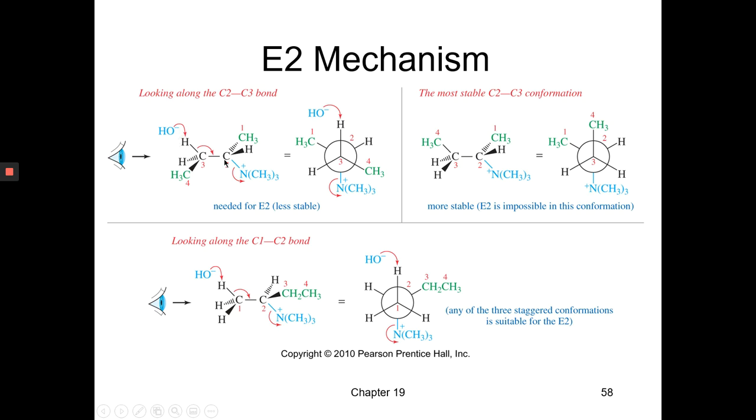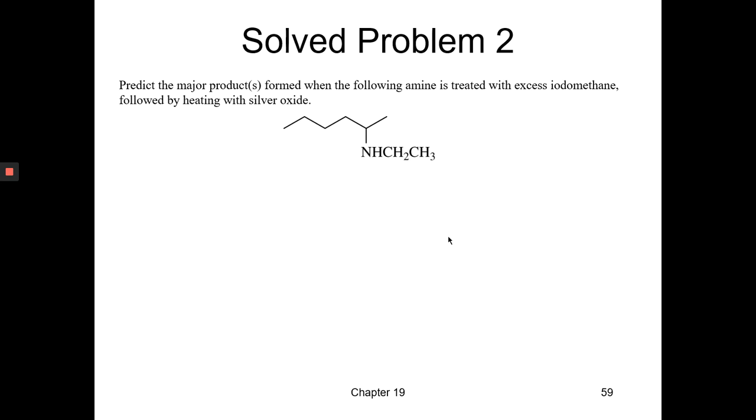The hydrogen and the leaving group have to be anti to each other, 180 degrees apart in the same plane. And okay, so it's possible you can get stereoselectivity as well.